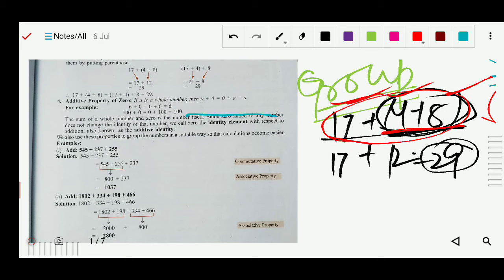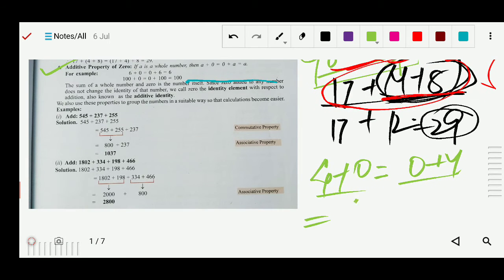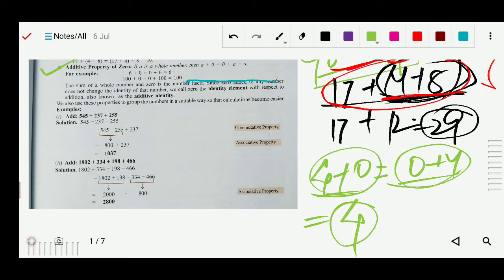That is your additive property of 0. So what is this property, additive property of 0? This property is nothing but if a is a whole number, then a plus 0 equals 0 plus a. It means simply if 4 plus 0, or you write 0 plus 4, in both cases your answer is the same, the whole number 4. It means whenever you add 0 to any number, the answer remains the same.